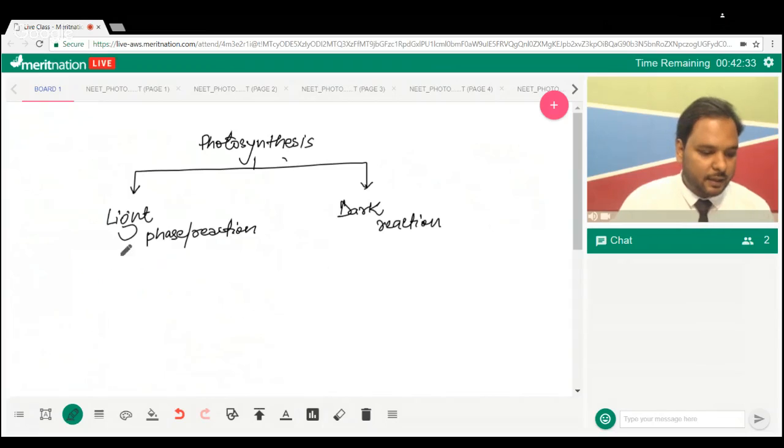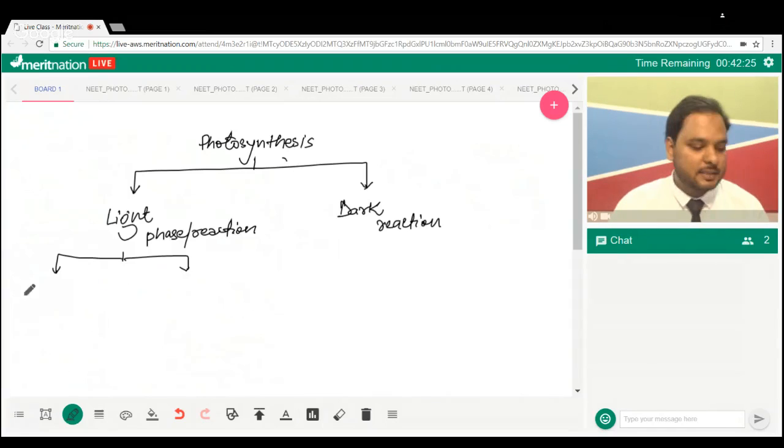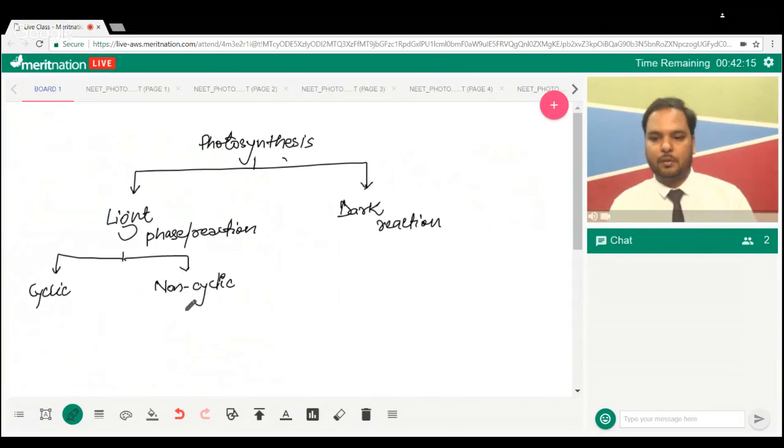If you all remember, in the light reaction, we did talk about two very important photosystems, or you can say photophosphorylation, that is cyclic and non-cyclic.